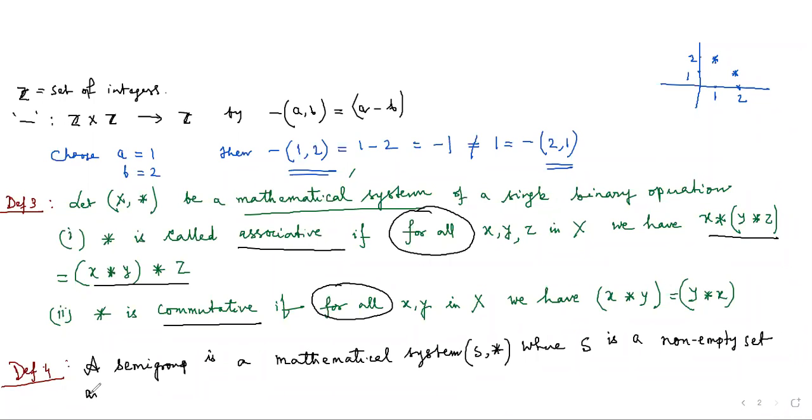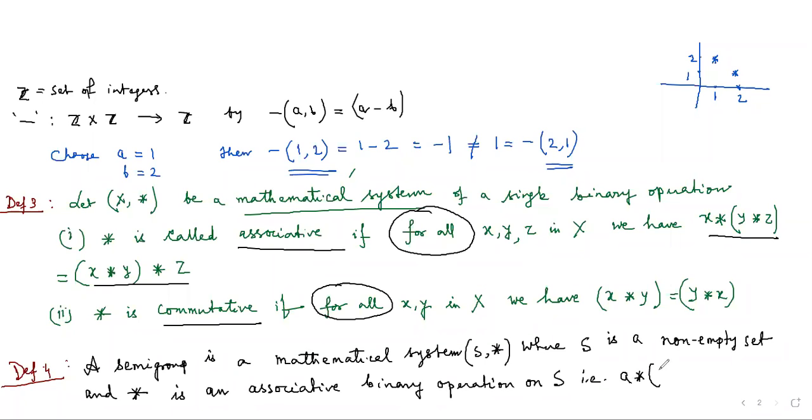and star is an associative binary operation on capital S. That is, (a * b) * c is equal to a * (b * c) for all a, b, c. This word "for all" is important. For all a, b, c belonging to capital S.